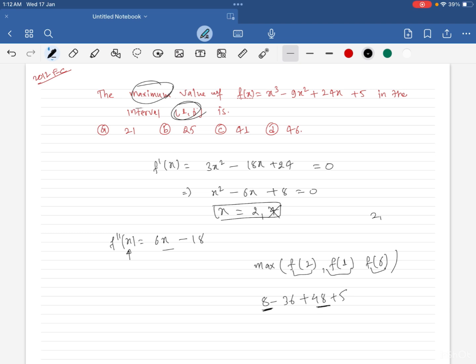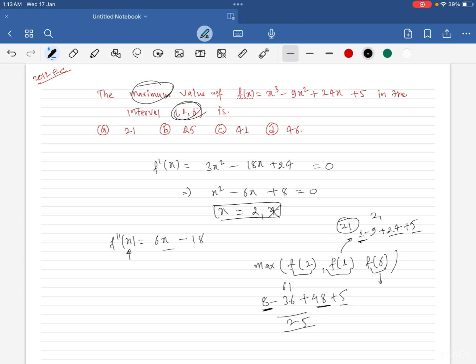so that would be 56, let me just, yes, that would be 56 plus 5, that is 61, and 61 minus 36, that is 25, right, and if we put f1, then we will have 1 minus 9 plus 24 plus 5, right? So 25 plus 5, 30, that will give you 21.